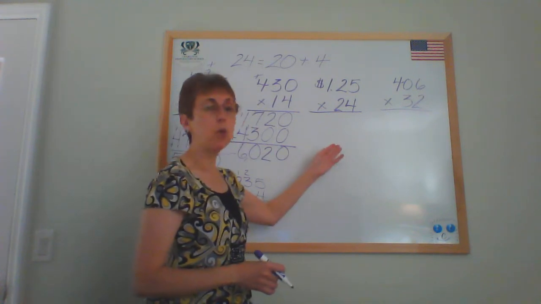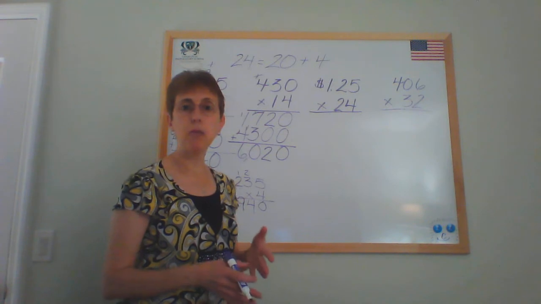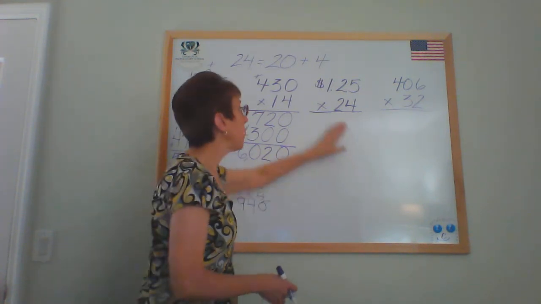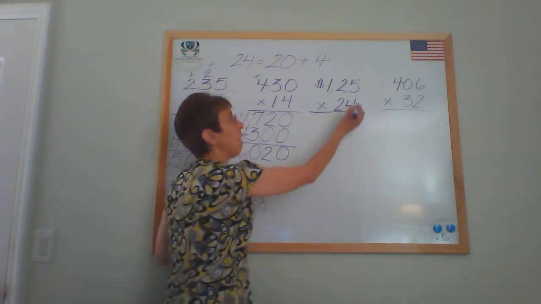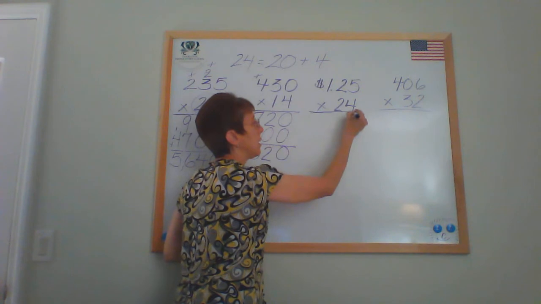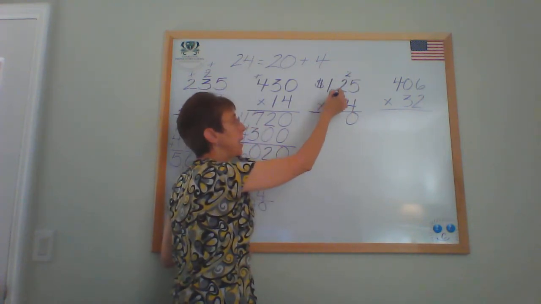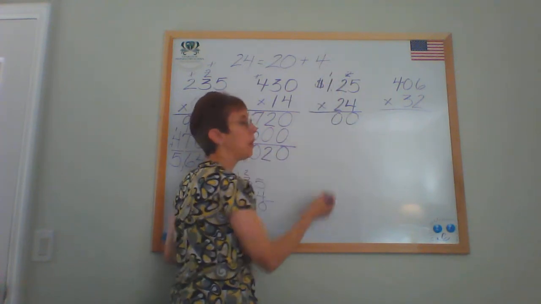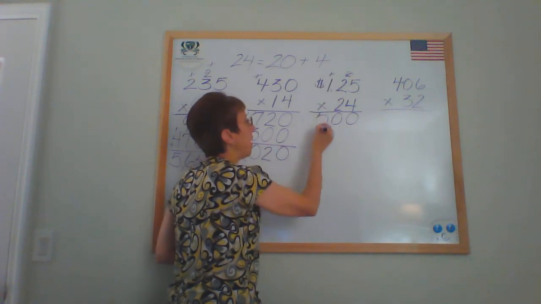$1.25 times 24. Well, 24 is the same as 20 plus 4. And so we start with the digit in the ones place, which is the 4. And we're saying $1.25 times 4. 4 times 5 is 20. Down your 0, carry over your 2. 4 times 2 is 8, plus 2 is 10, put down the 0, carry over the 1. 4 times 1 is 4, plus 1 is 5.